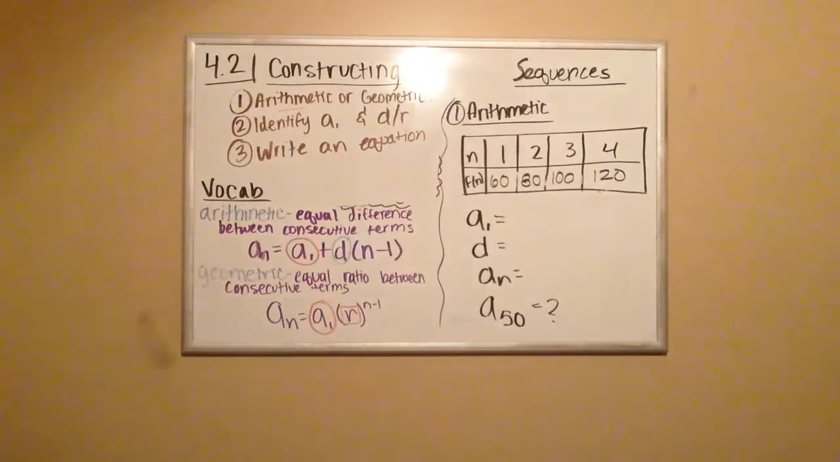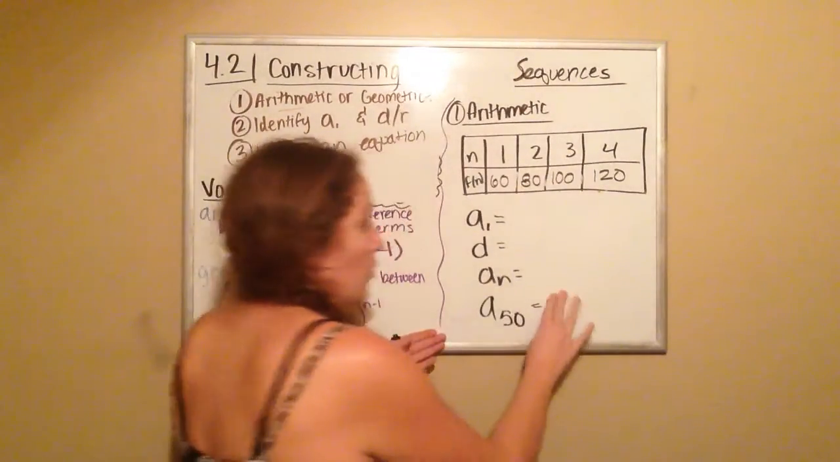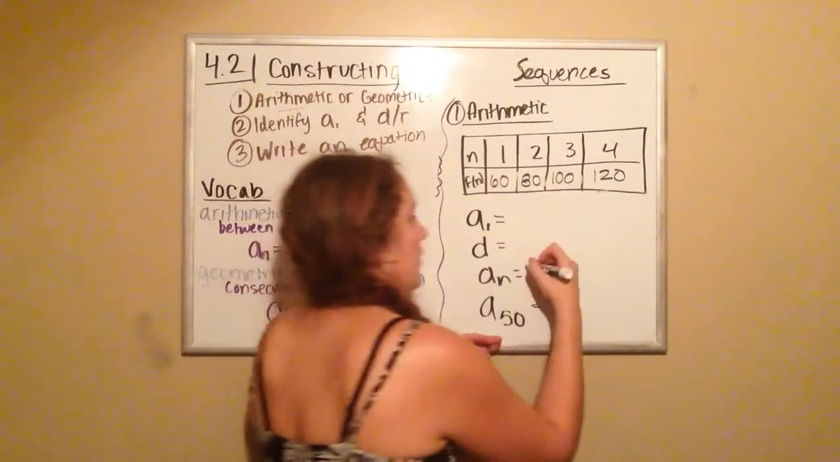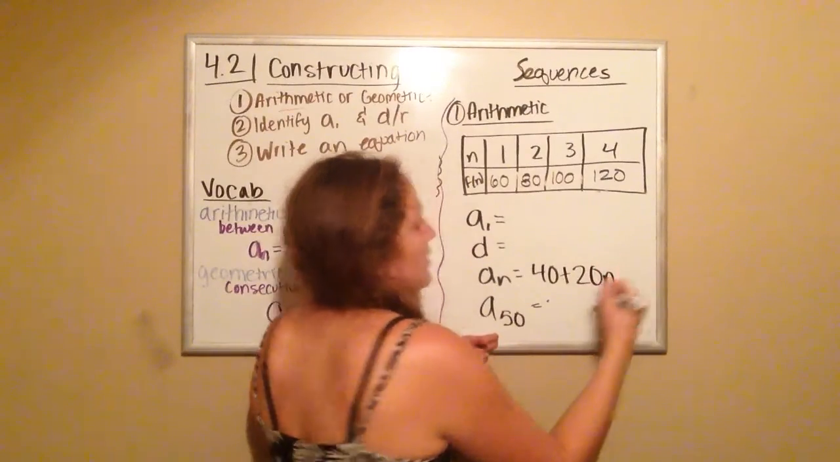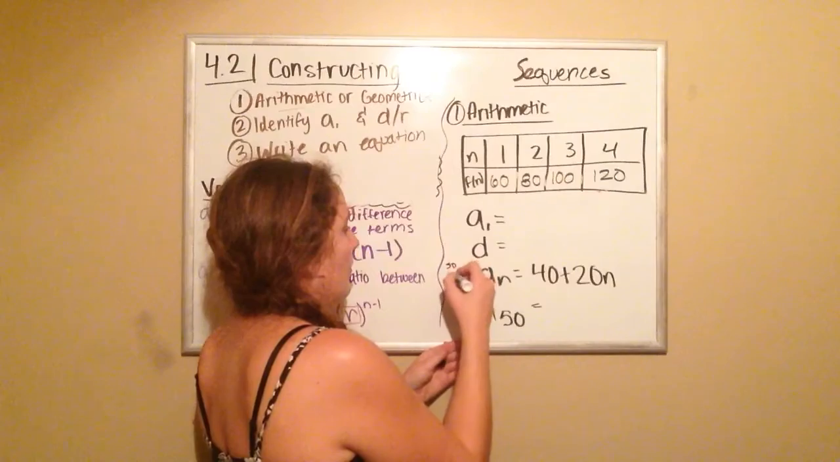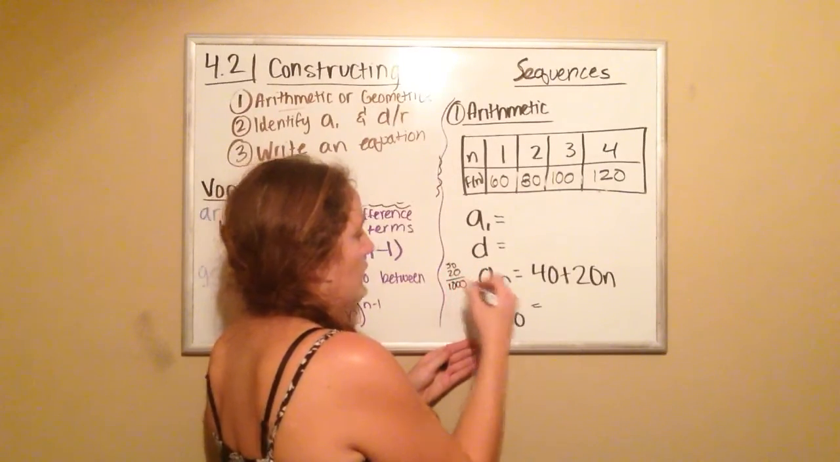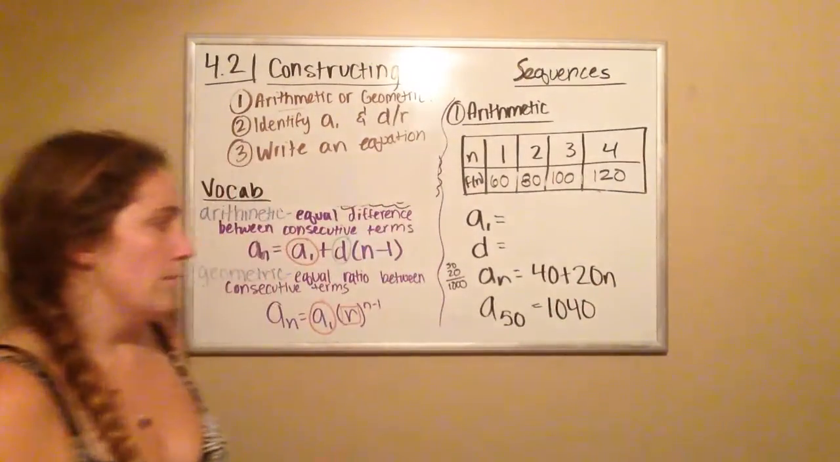Alright, if you are back with me, I'm assuming you've already got this one down. So your equation, so that you can check it out, make sure you did everything right, should be 40 plus 20n, and your 50th term would be 1040. I believe so.